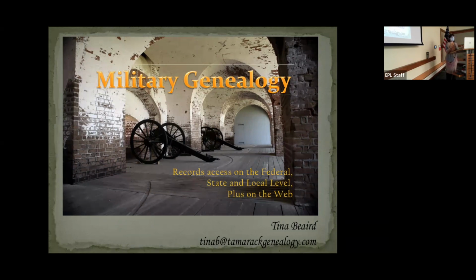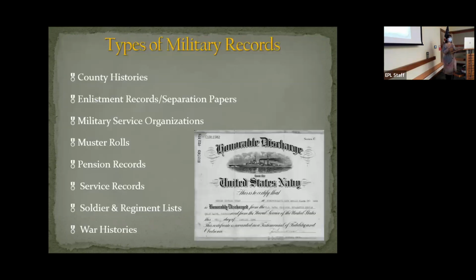So we're going to talk about military records. And when we talk about military records, you have to think of it like layers of a cake, or like if you throw a rock into a pond, the concentric circles that are created as you're looking at all of these different layers of records in order to tell a full story. So we're going to talk about looking for records locally, on the state level, on the federal level, and then online. So we're going to cover those concentric circles of how you broaden your search to find more information.